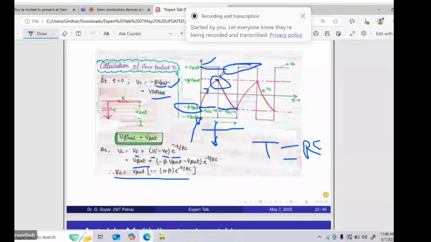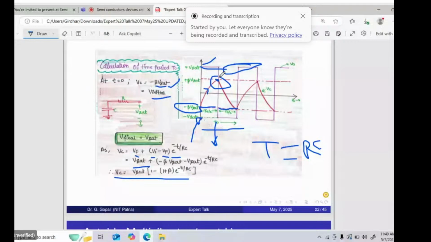Then you can find out the time period. This is the time period t equal to 2 RC ln of (1 plus beta) divided by (1 minus beta). What is beta? Beta is the feedback factor that is calculated from a resistance divider network, that is R1 divided by R1 plus R2. And what is frequency? If you have to find out the operating frequency of the pulse you have generated, then it is calculated by f naught equal to 1 divided by t naught, right?